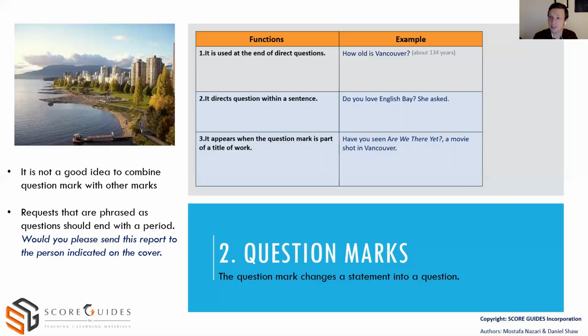Requests that are phrased as questions should end with a period. Would you please send this report to the person indicated on the cover? So again, it's a request, phrased as a question, just a period or a full stop for that one. So that is question marks.